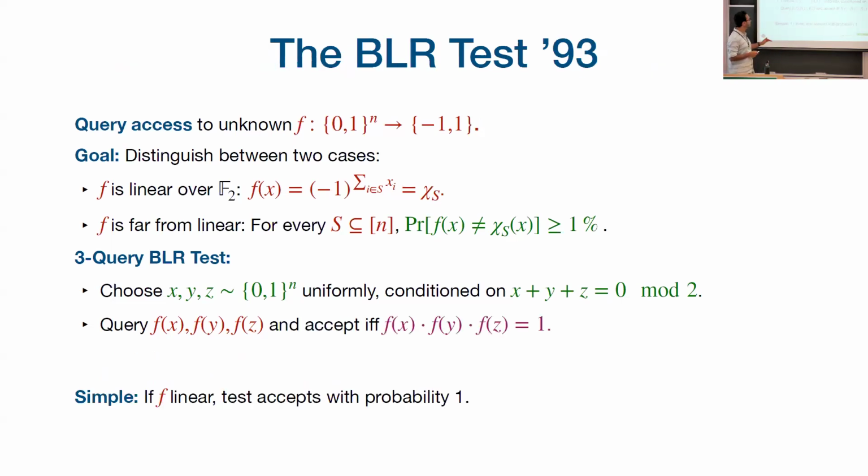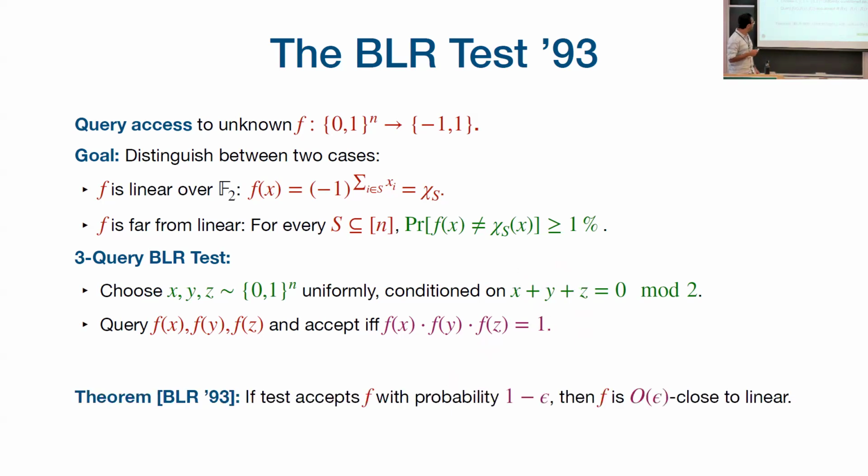So something that is simple to check in this case is that, in the first case, suppose f is linear, such a test accepts with probability 1. What you can do is consider this expression f of x, f of y, f of z, and plug it into that (-1) to the summation over i in S of x_i. So essentially you'll get (-1) to the summation of x_i plus y_i plus z_i. And just by how the points are chosen, we know that x plus y plus z is 0, so you'll get 1. So this is the simple direction of the test.